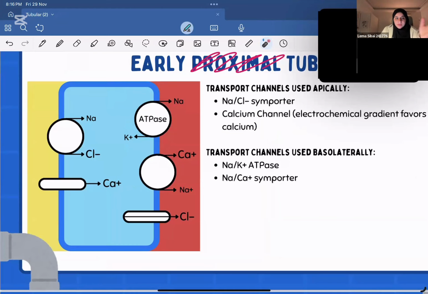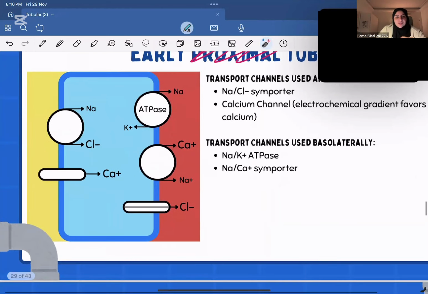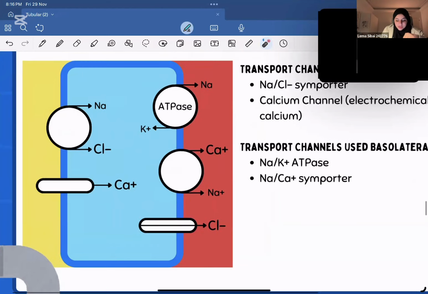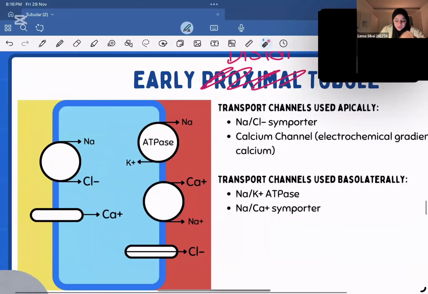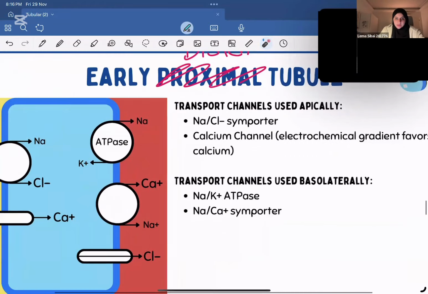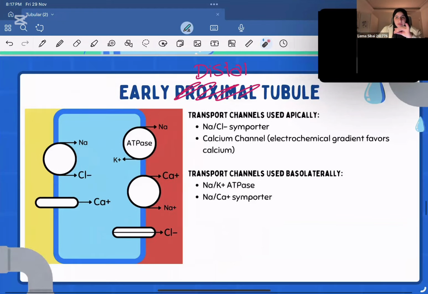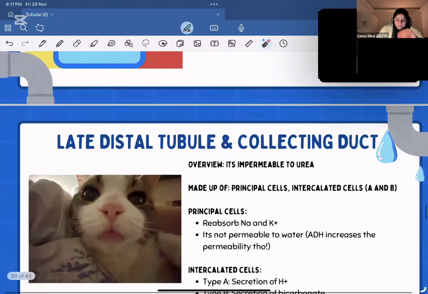And it's really simple. And honestly, you guys are going to have to memorize the channels on each part of the nephron. So I hope I make it easier, so I listed every single thing, whether it's apical or basolateral, but inevitably you guys are going to have to memorize this. I just wanted to make it easier for you to memorize.